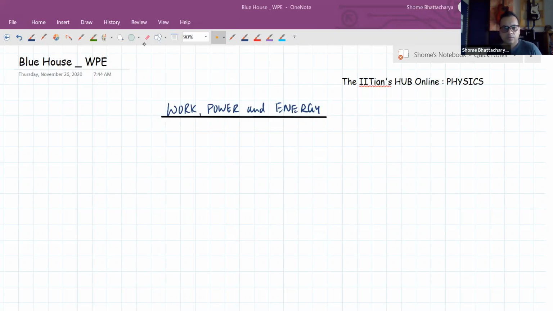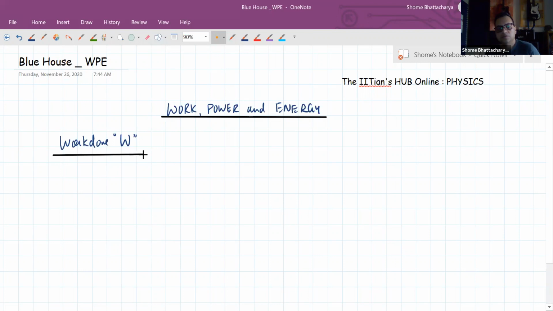Right, so let us begin with the definition of the quantity work done. Since we are aware of all the concepts of calculus and also vectors, we will understand the general definition of work done first and then come to the specific definition.